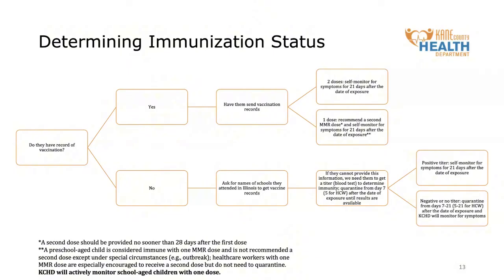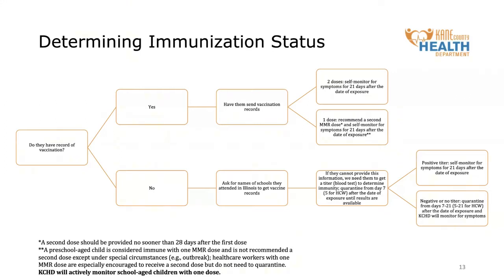or at high risk. If the contact has only 1 dose and is older than 4 years old, or at high risk or in a high-risk setting for transmission, such as a healthcare worker, it is recommended they receive a second dose no sooner than 28 days after the first dose. Individuals with only 1 dose can self-monitor for symptoms for 21 days after the exposure date, except for school-age children who will be actively monitored by Kane County.